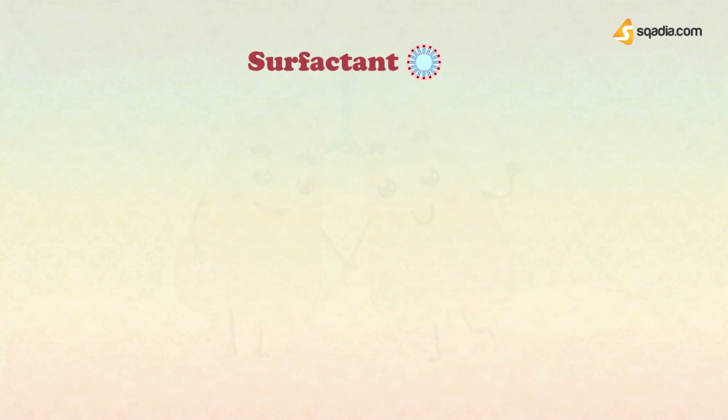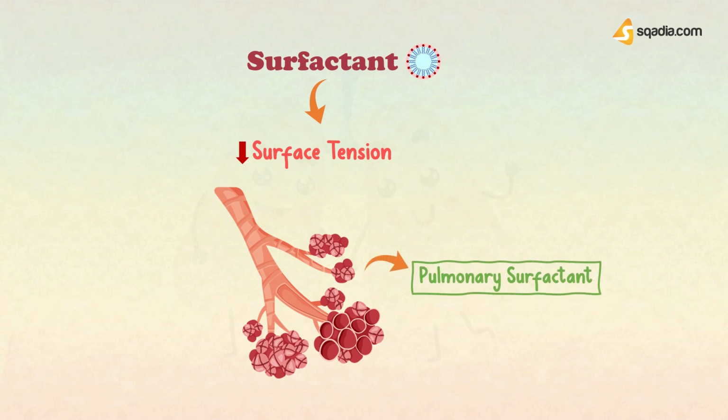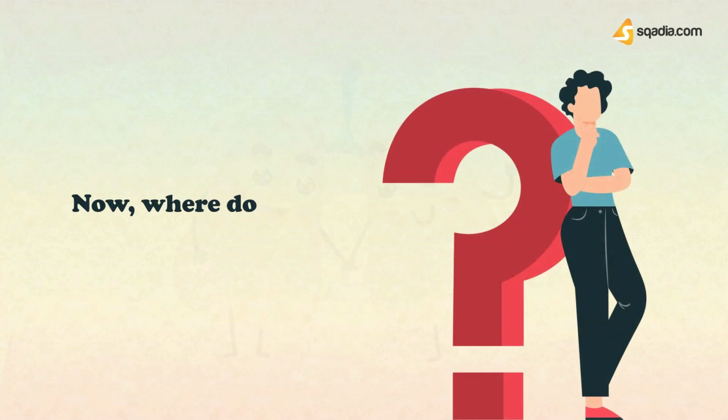Well, surfactant is a surface-acting material or agent that is responsible for lowering the surface tension of fluid. When it lines the epithelium of the alveoli in lungs, it is known as pulmonary surfactant and decreases the surface tension on the alveolar membrane. Now, where does this secretion of pulmonary surfactant come from?